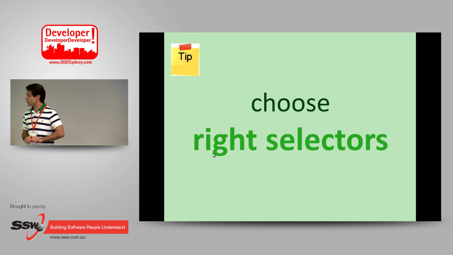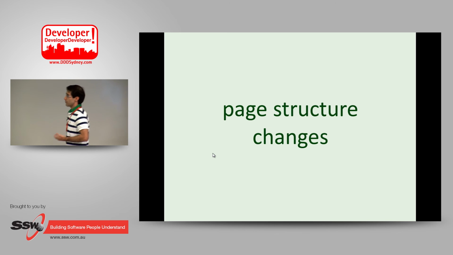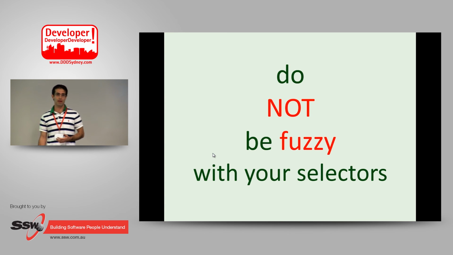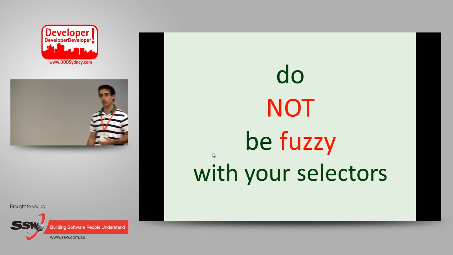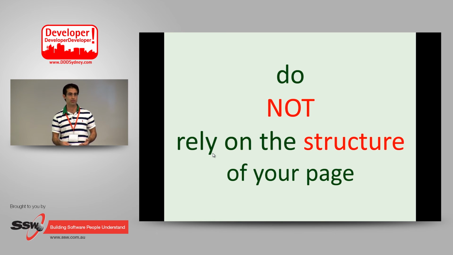Tip 2, choose the right selectors. And this is really important, and I've seen a lot of teams make this mistake. The problem is that page structure changes. And a lot of developers are fuzzy about their selectors. They use the structure of their page to find an element. Like go to this grid inside this div, and then inside that div on the third row, on the second column, find that. And there is a nested anchor in that. I want the value out of that anchor. Well, that structure is going to change. That doesn't necessarily mean that your test should break, because the logic is the same. Everything is the same. You've only changed the structure of a page.